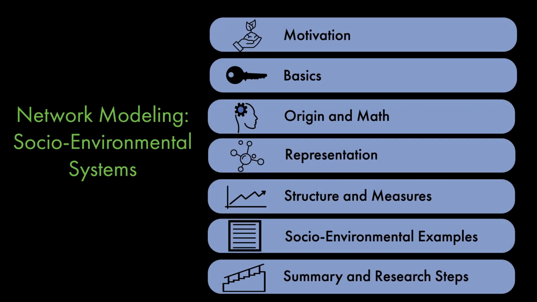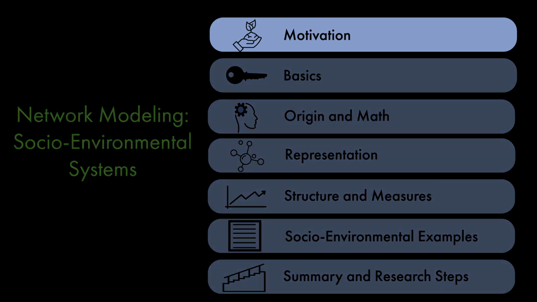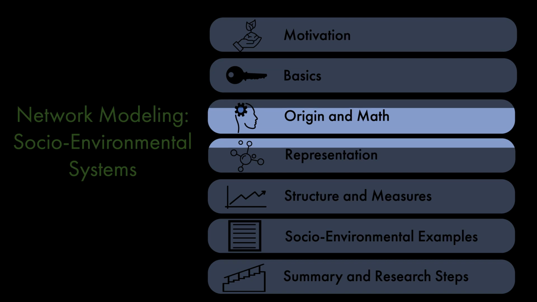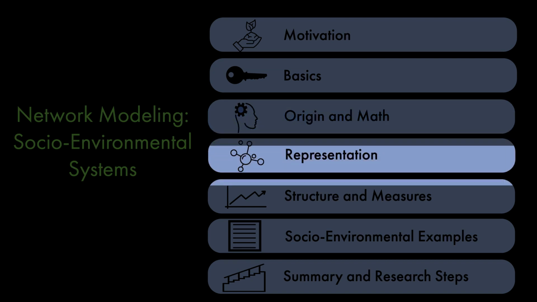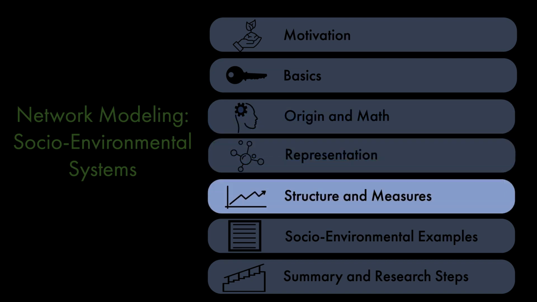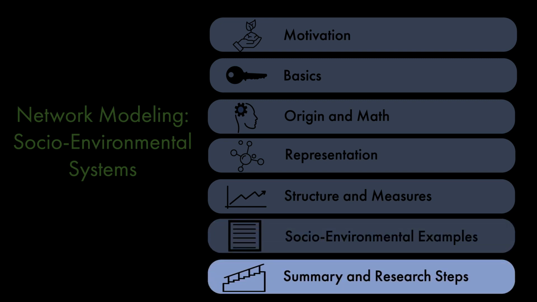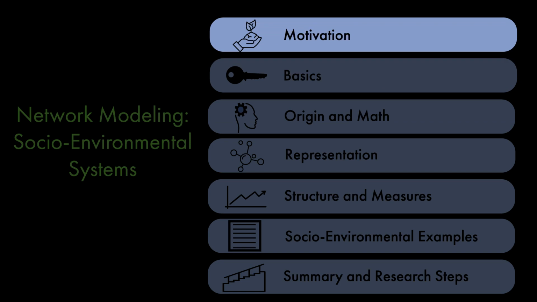The tutorial covers 7 things. We start with motivation, then move to some basic terms and concepts, and how networks can be represented. Next, we describe a few of the measures that can be used to understand network structure. We provide some examples of the use of networks by socio-environmental researchers before summarizing and reviewing the steps involved in their use. Okay, so motivation.